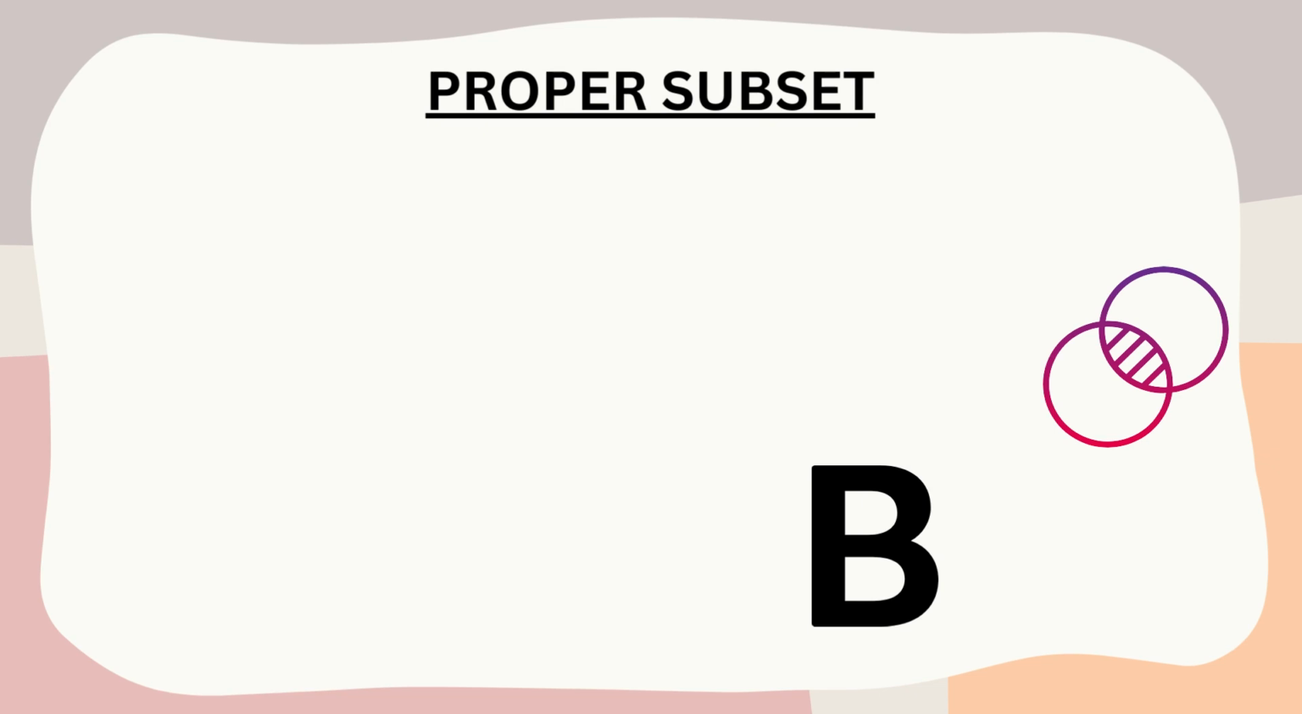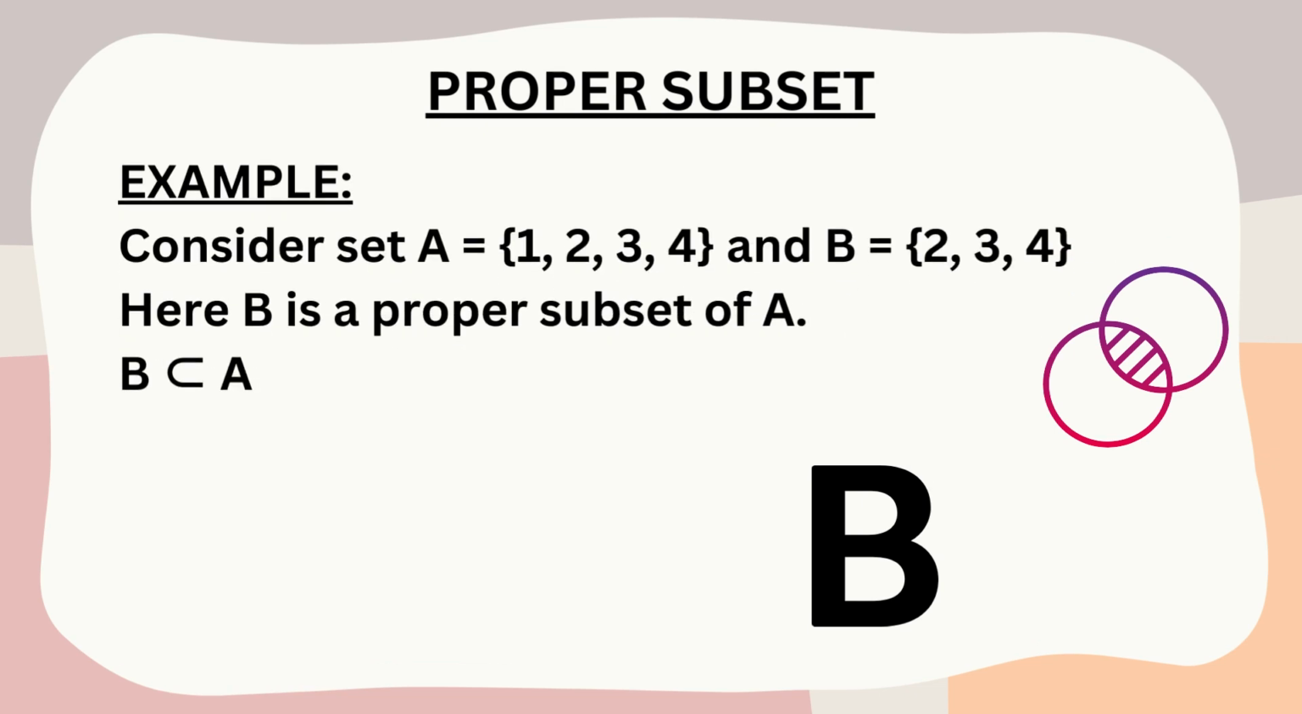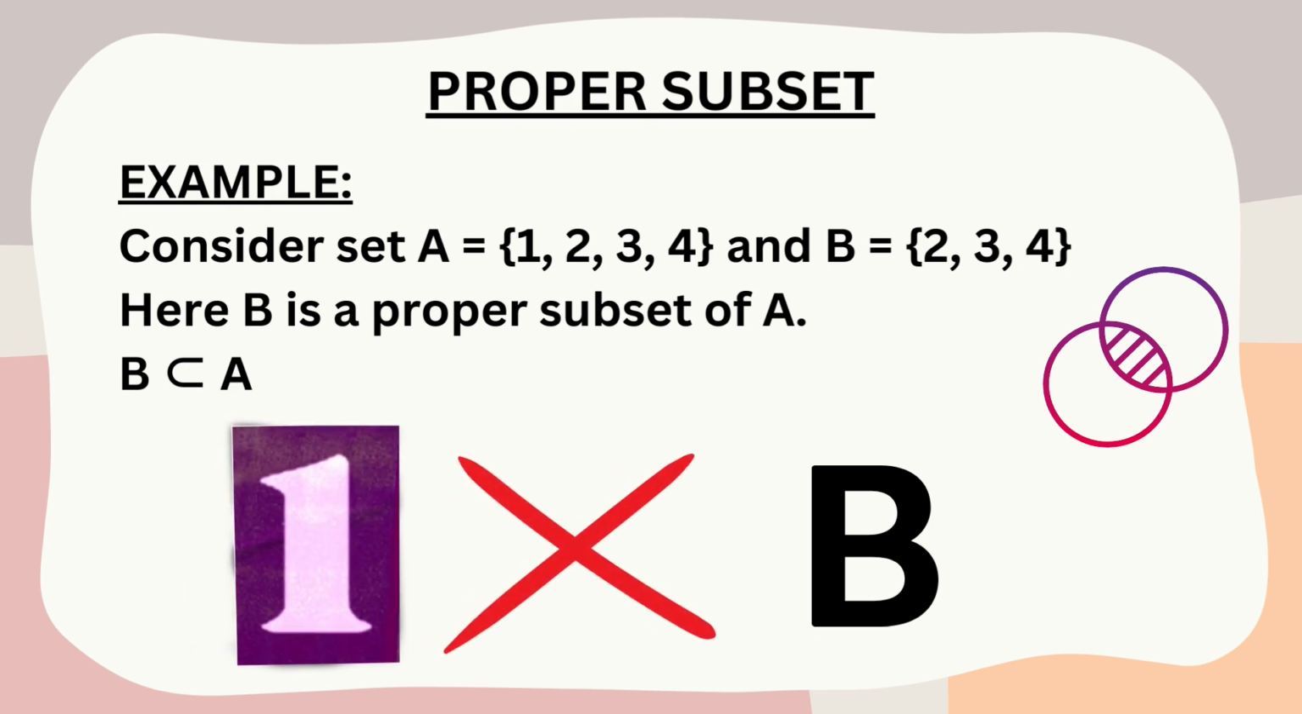To know what a proper subset is, let's have a look at an example. Consider set A with elements 1, 2, 3 and 4, and set B having elements 2, 3 and 4. In a proper subset, you should always remember that there should be at least one element that does not exist in the subset. So A has one element that is not present in set B. Therefore, B becomes a proper subset of A.